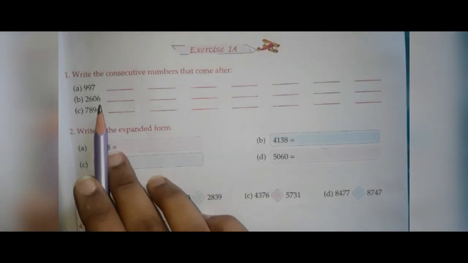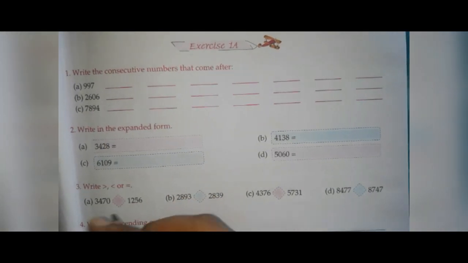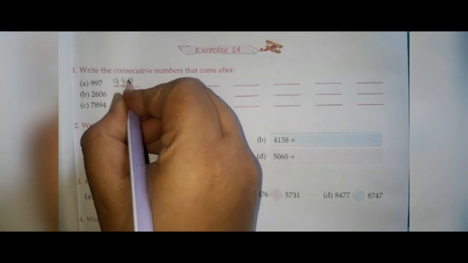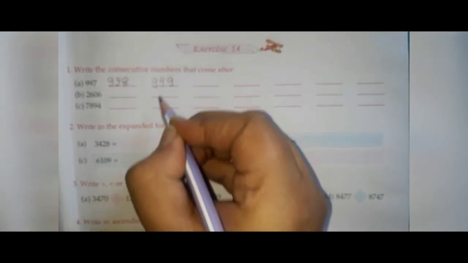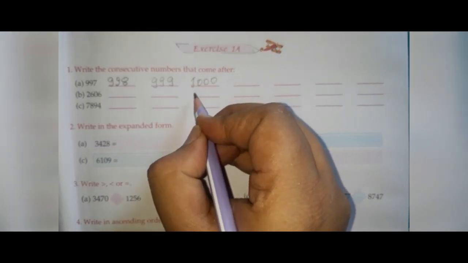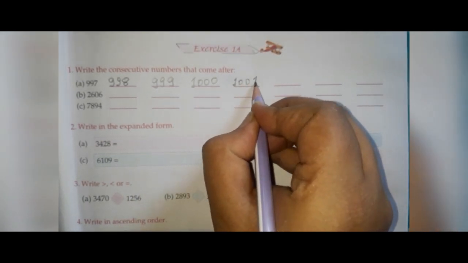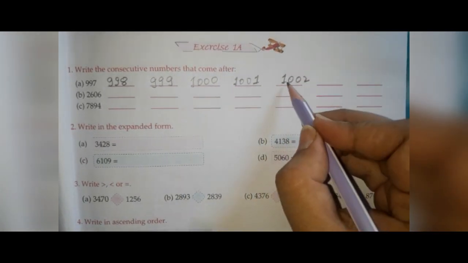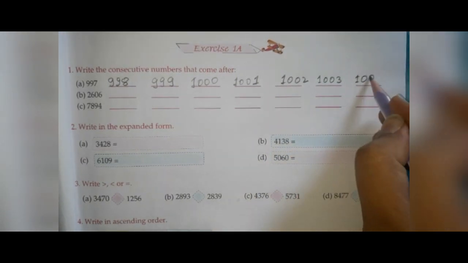The first question is 997. The first number is 997. The first consecutive number of 997 will be 998. The next number to it will be 999. The next consecutive number will be 1000. The next consecutive number to 1000 is 1001. The next number would be 1002. The next number to 1002 will be 1003. The next number will be 1004.